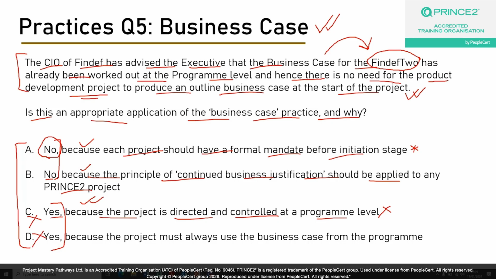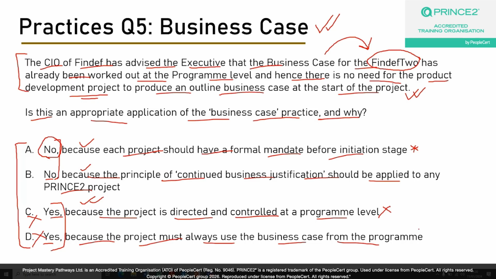Again, please go back to my webinar and watch that, because I have explained these types of fundamental concepts in great detail within that webinar. So option C is incorrect. Let's look at option D. Yes, that's incorrect, because the project must always use the business case from the program. So that is definitely incorrect.